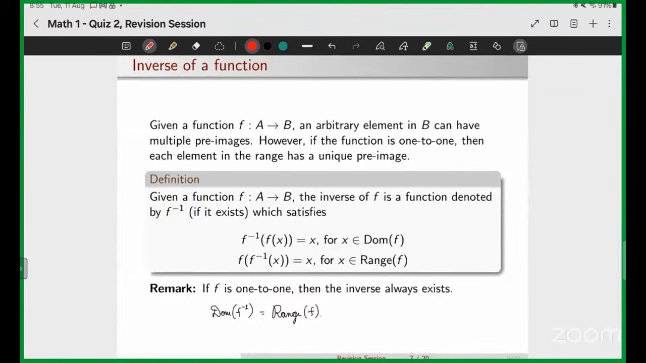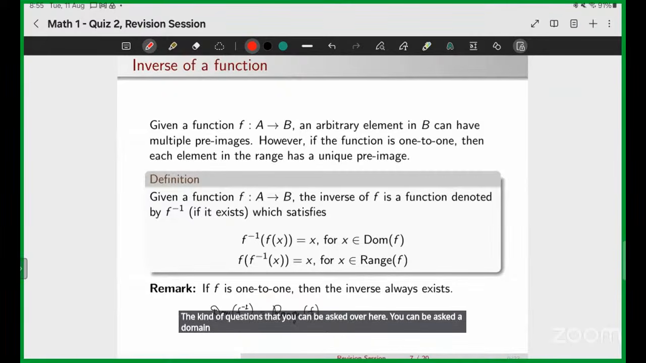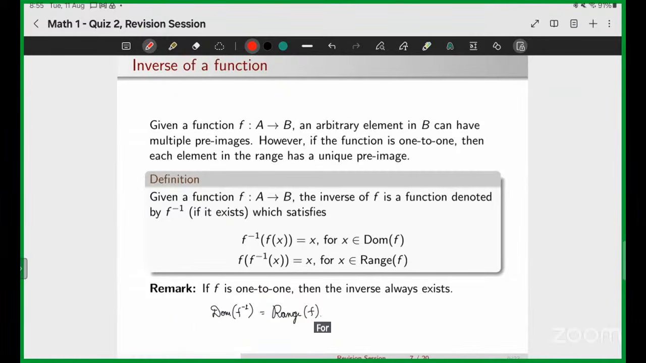So you can think of the kind of questions that you can be asked over here. You can be asked the domain for a function for which the inverse exists, or to compute the inverse, or to compute the range or the domain of the inverse function.